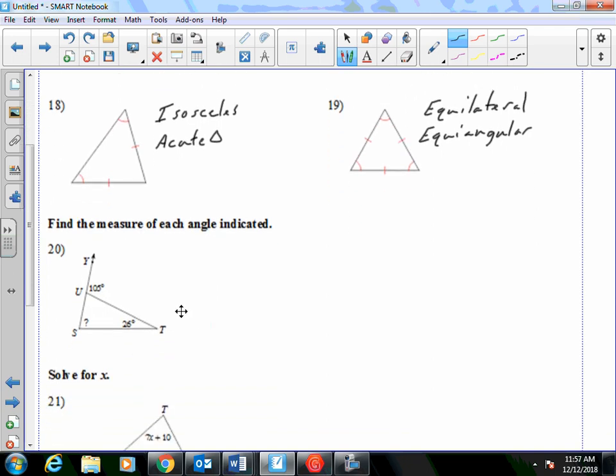20, find the measure of each angle indicated. All right, so in this one, we got a 105-degree exterior angle. We got a 26-degree angle here at T, and we're trying to find the measure of angle S. The rule we want to remember here is the exterior angles theorem that tells us that the measure of an exterior angle is equal to the sum of the two non-adjacent interior angles. Or in other words, 105 degrees, this angle.